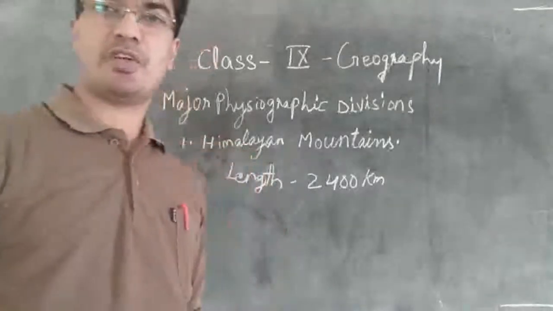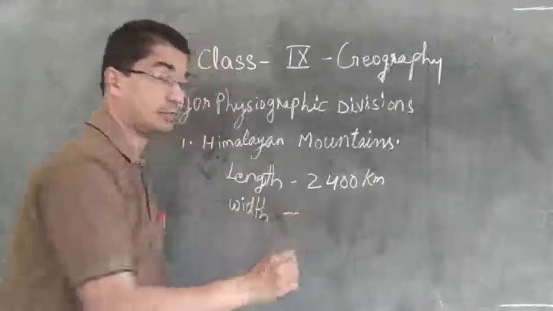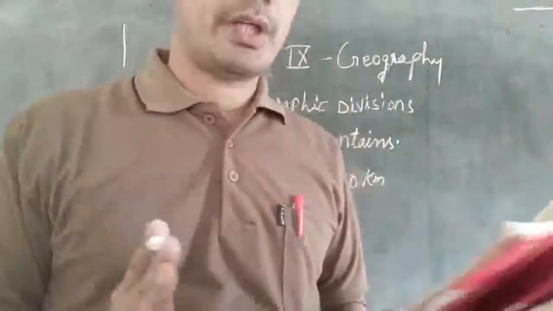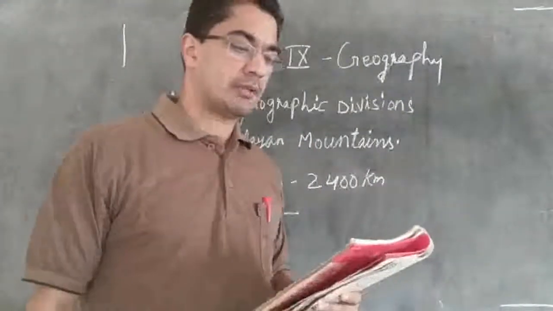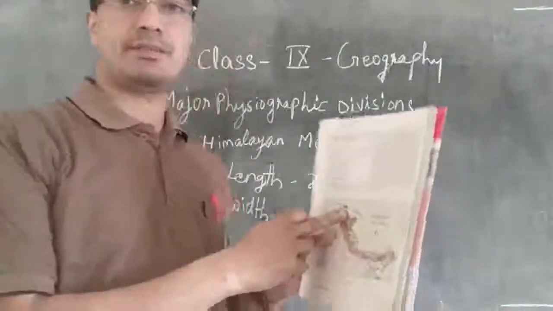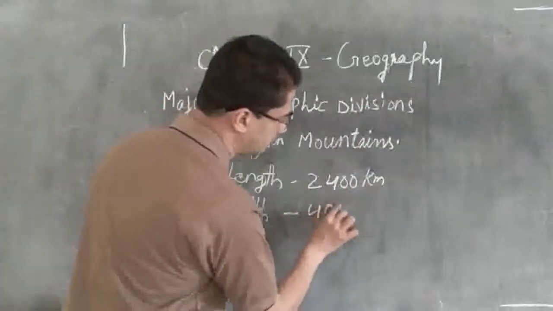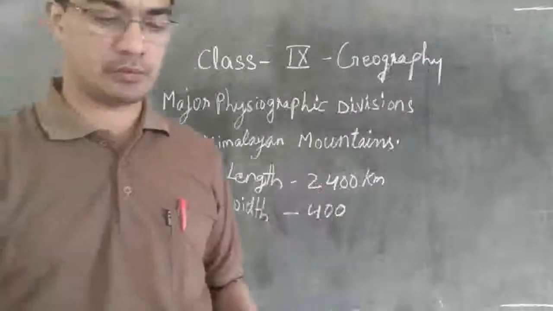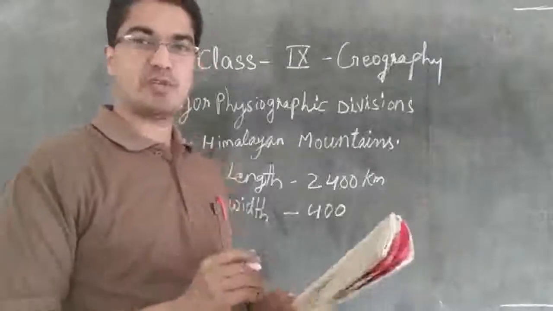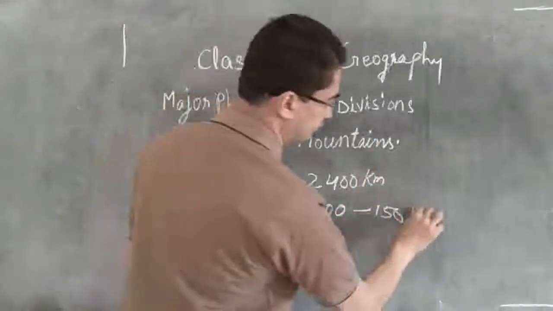The width is not the same everywhere. In some places it is stretching out very much, it is very wide, and some places it is very narrow as well. So some places it is 400 kilometers wide. That is especially in the Kashmir area. And some places it is very narrow, like Arunachal Pradesh. When the Himalayan mountain reaches Arunachal Pradesh, it becomes very narrow. So it is reaching down to 150 kilometers.